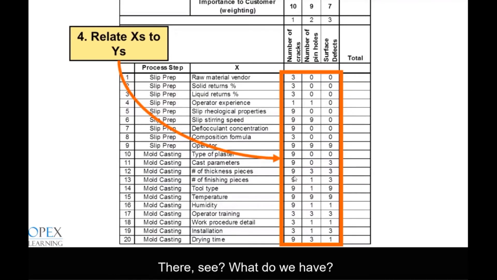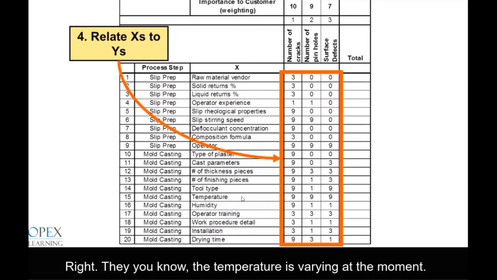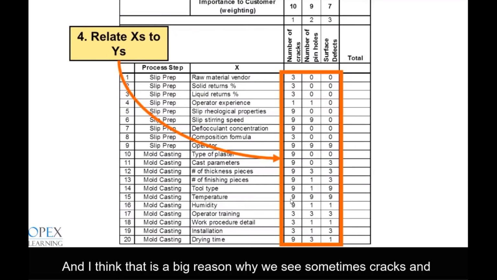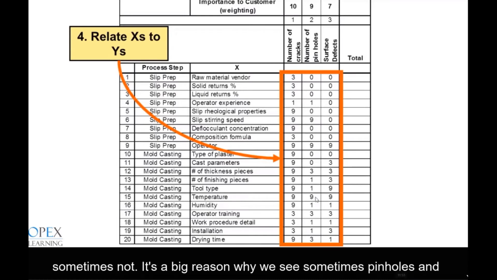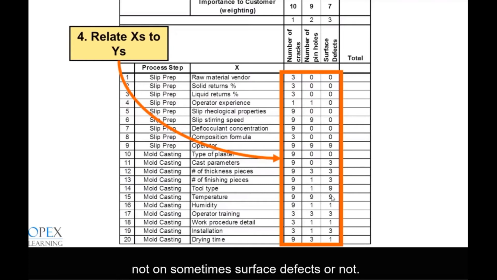Here they see, what do we have, a big 9, a temperature, right? They say, the temperature is varying at the moment, and I think that is a big reason why we see sometimes cracks and sometimes not. It's a big reason why we see sometimes pinholes and not, and sometimes surface defects or not.